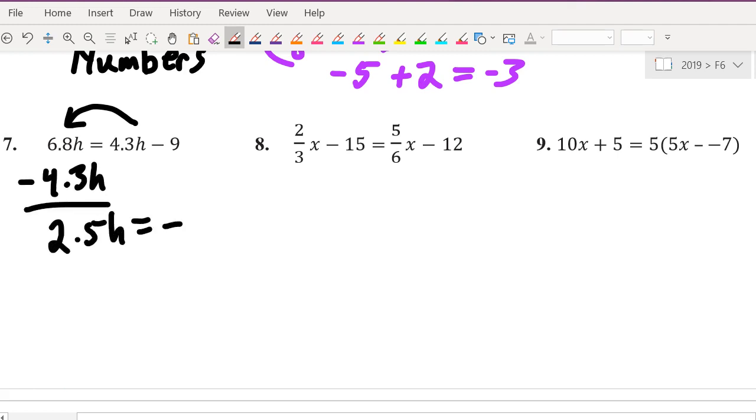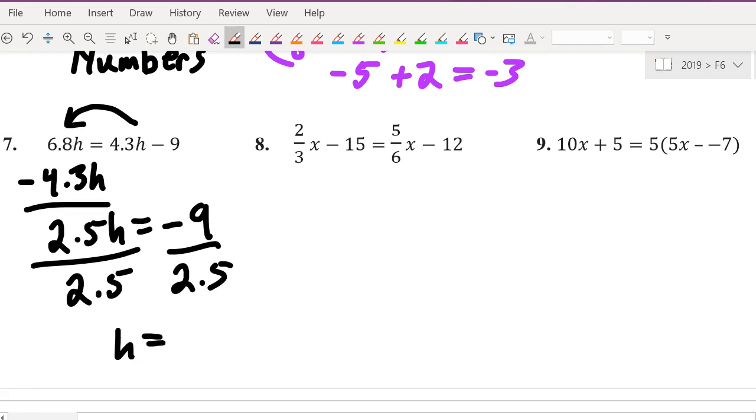2.5h equals negative 9 divided by 2.5. And the answer is actually negative 3.6. You just need a calculator.